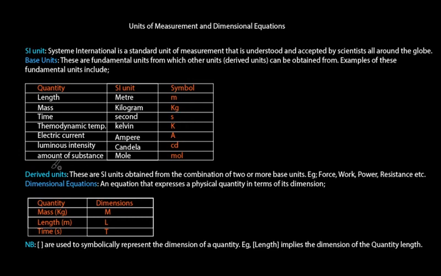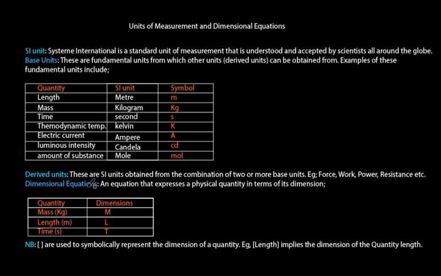So now let's have a look at what a derived unit is. Derived units are SI units obtained by the combination of two or more base units. Some examples of quantities that have derived units include force, work, power, and resistance. So with this fundamental bit dealt with, let's look at what a dimensional equation is.